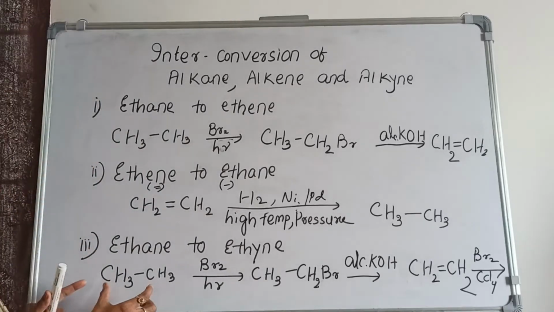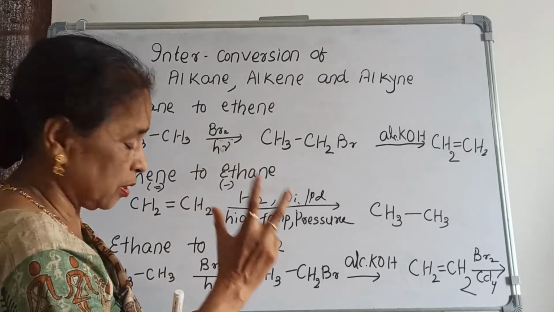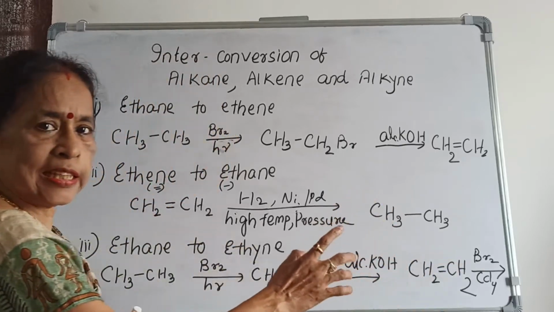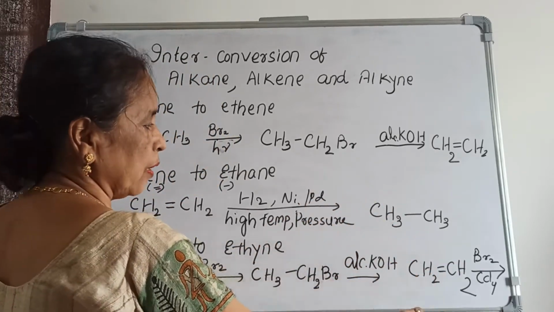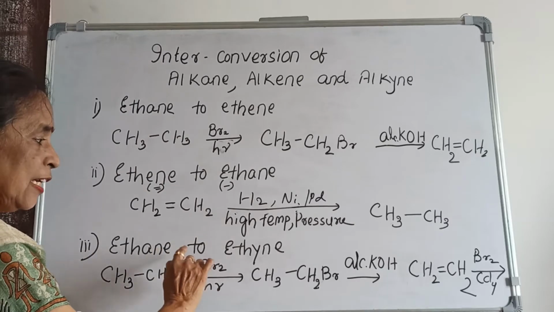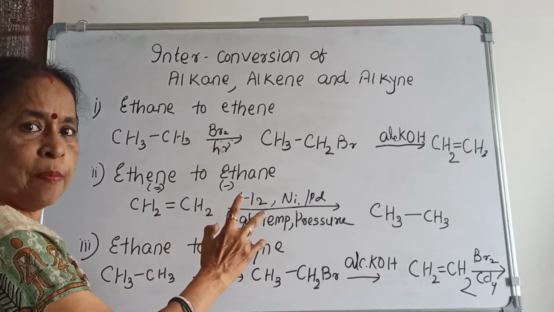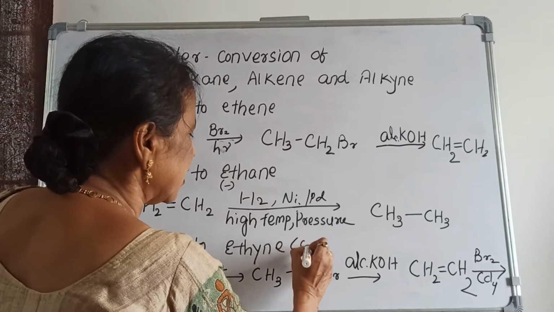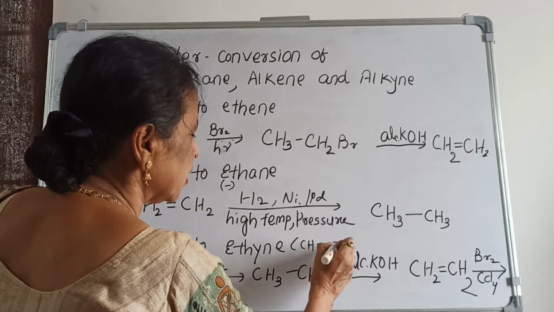And what is the corresponding alkene? 2 carbon. 2 carbon ethane changes to 2 carbon ethene having a double bond. But the question is ethane to ethyne. Ethyne means triple bond. CH triple bond CH. Here you should write CH triple bond CH.